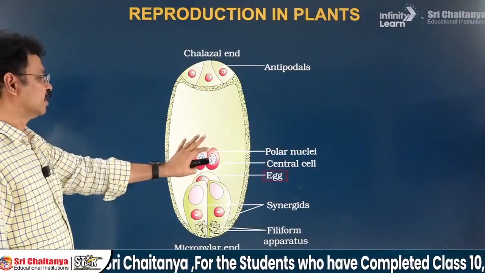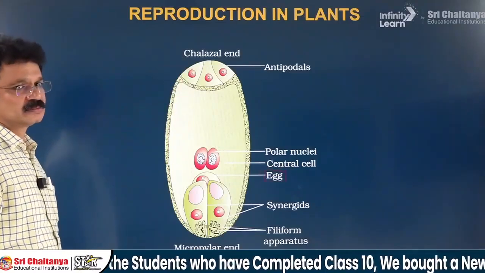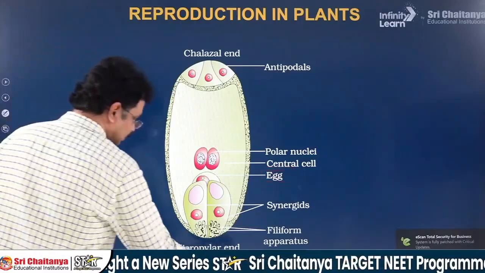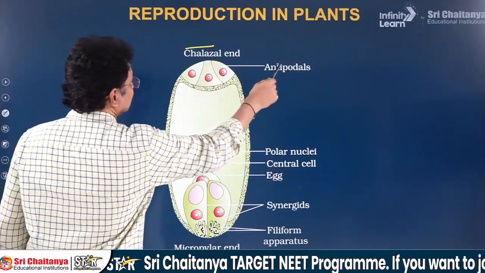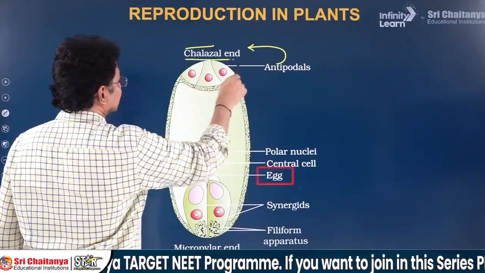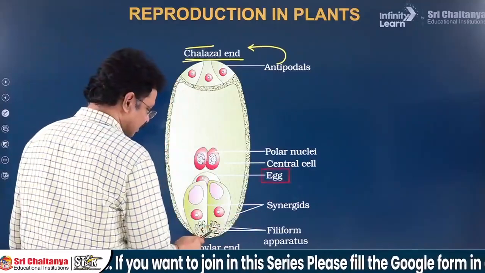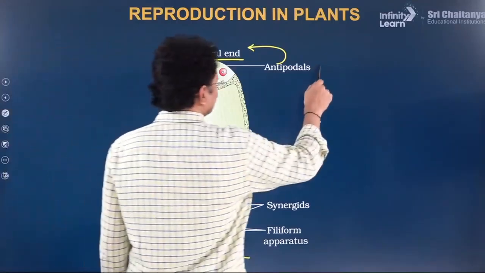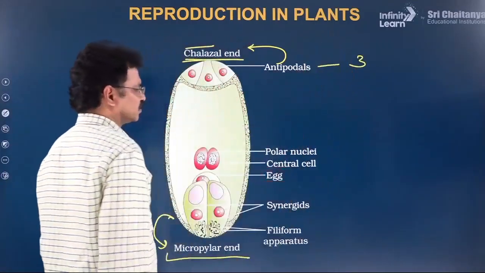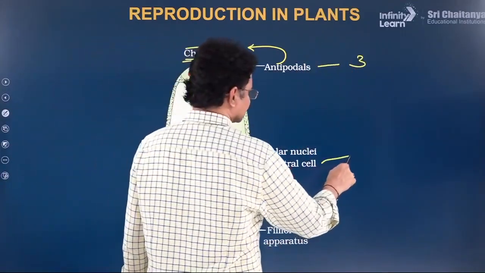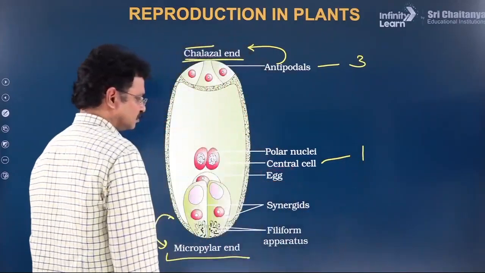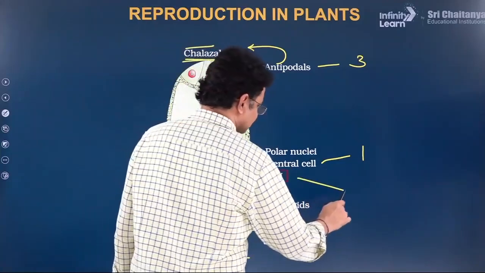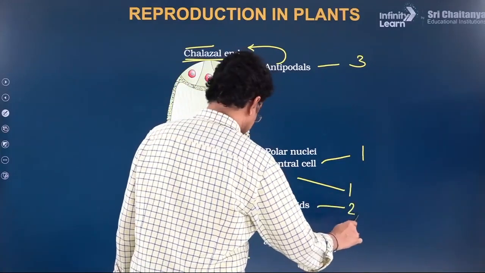This image is given in our NCERT textbook as it is, but the micropylar side is given as downside and the chalazal side as upper side. Antipodals are always present towards chalazal. It is a fixed thing. But egg apparatus is always found towards the micropylar side. Number of antipodals, 3. Number of central cell, only 1. Number of cells in egg apparatus, 3. In that, a single egg and 2 synergids are there.